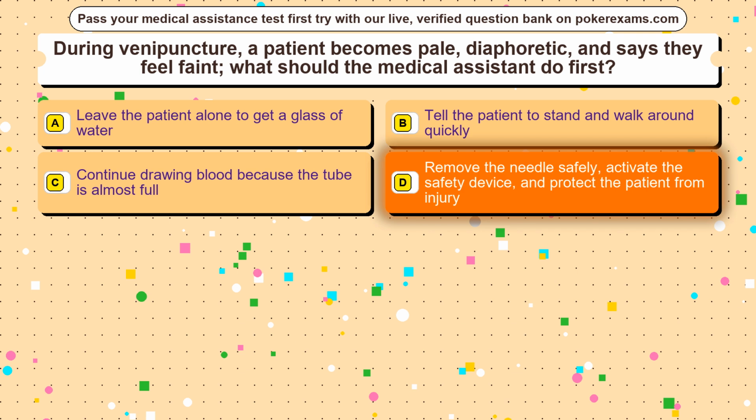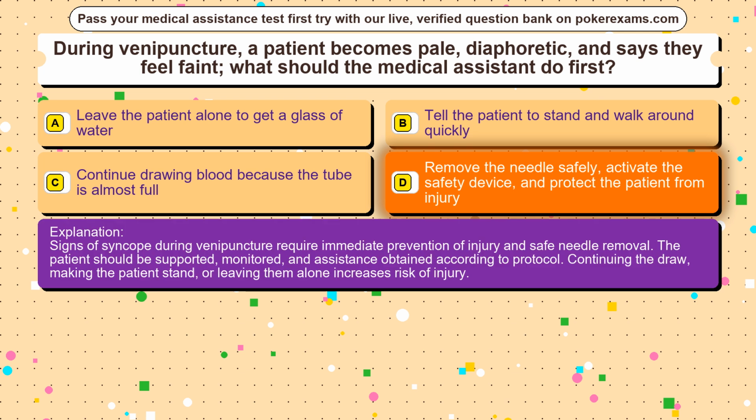The correct answer is option D, remove the needle safely, activate the safety device, and protect the patient from injury. Signs of syncope during venipuncture require immediate prevention of injury and safe needle removal. The patient should be supported, monitored, and assistance obtained according to protocol. Continuing the draw, making the patient stand, or leaving them alone increases risk of injury.